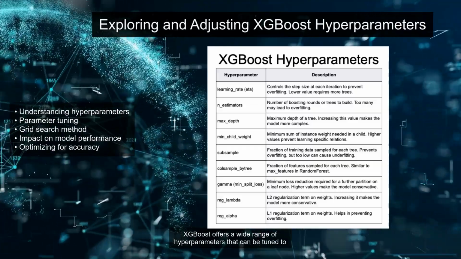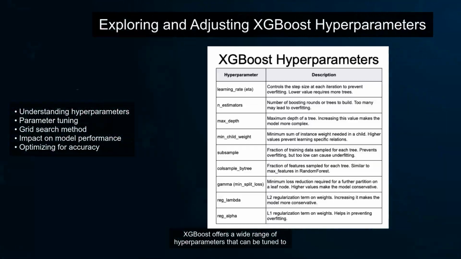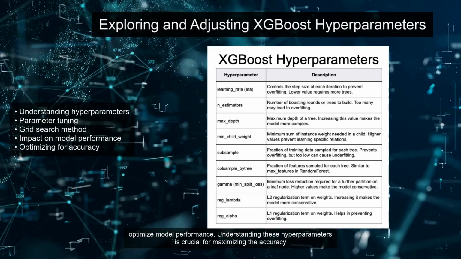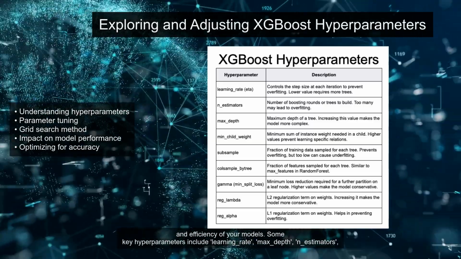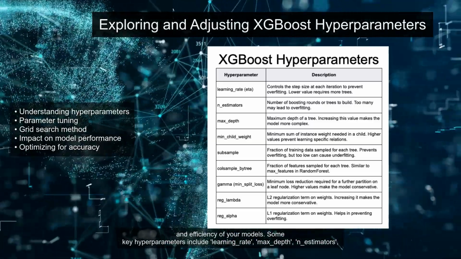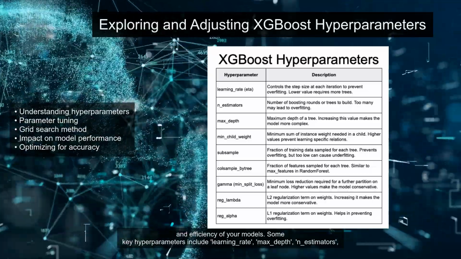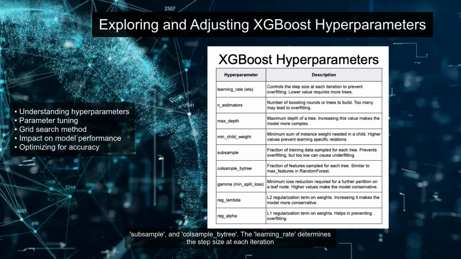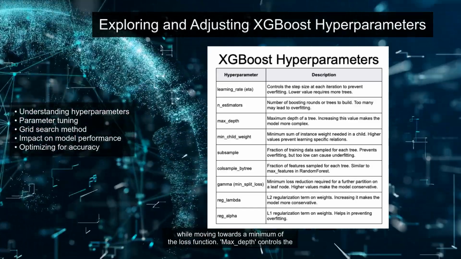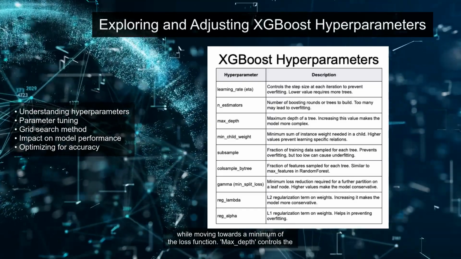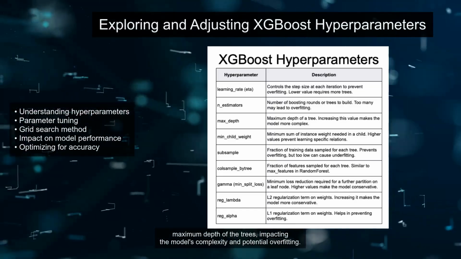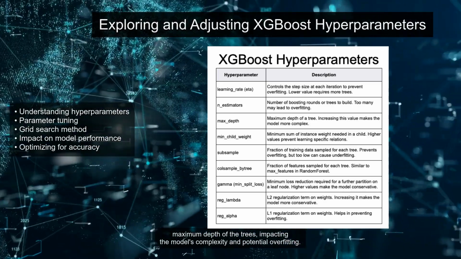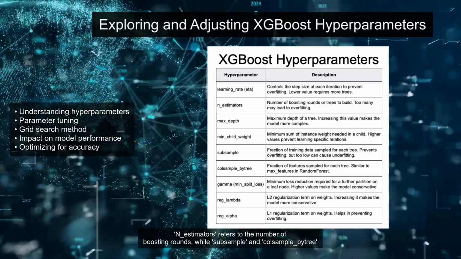XGBoost offers a wide range of hyperparameters that can be tuned to optimize model performance. Understanding these hyperparameters is crucial for maximizing the accuracy and efficiency of your models. Some key hyperparameters include learning_rate, max_depth, n_estimators, subsample, and colsample_bytree. The learning_rate determines the step size at each iteration while moving towards a minimum of the loss function. Max_depth controls the maximum depth of the trees, impacting the model's complexity and potential overfitting.